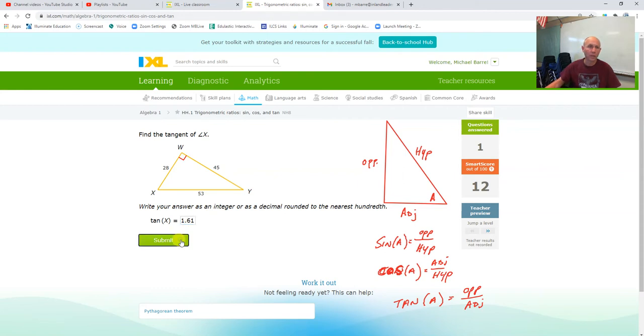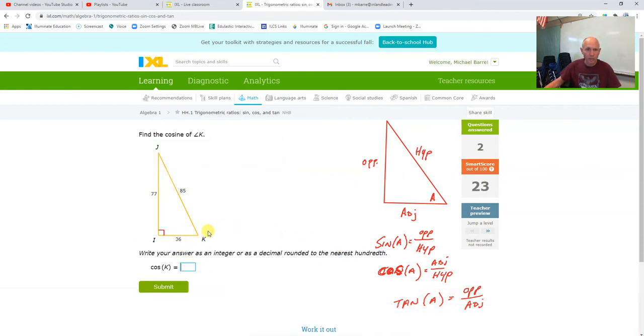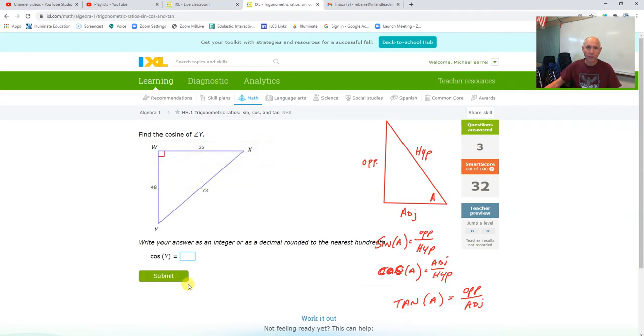I'm making sure I've got my rounding right. Excellent. Cosine of k. Okay, k, cosine is adjacent, so 36 over hypotenuse, so 36 over 85, which is 0.42. If I get this right, then I'm good. Okay, good. I've got my little notes over here correct. Thought I might have mixed up sine and cosine. Cosine of y is going to be, cosine is adjacent, so 48 over 73. So that's going to round to 0.66.